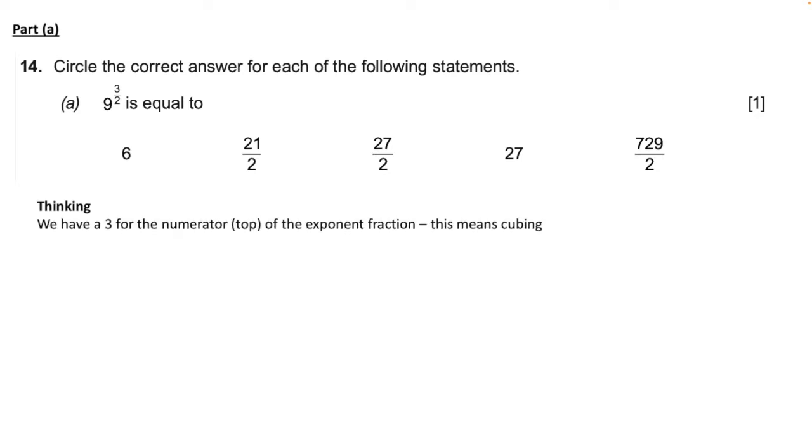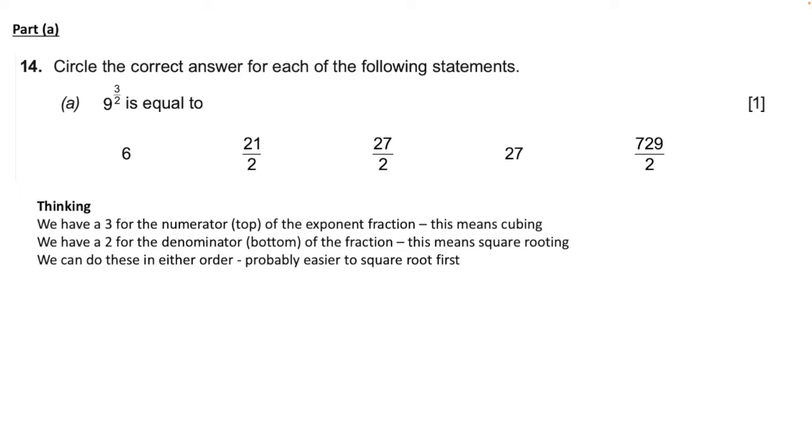Well, we have a 3 for the numerator or the top of the exponent fraction, and this means cubing. We have a 2 for the denominator or bottom of the fraction, and this means square rooting. And we can do these in either order. It's probably easier to do the square root first. So 9 to the power of 3 over 2 is the same as the square root of 9 to the power of 3. The square root of 9 is 3. 3 cubed is 27. And so we circle 27.